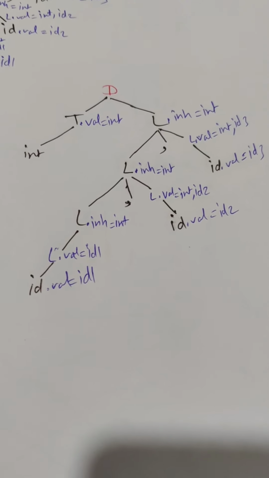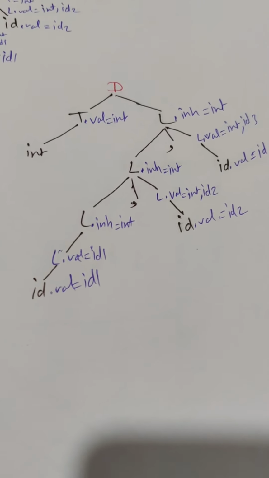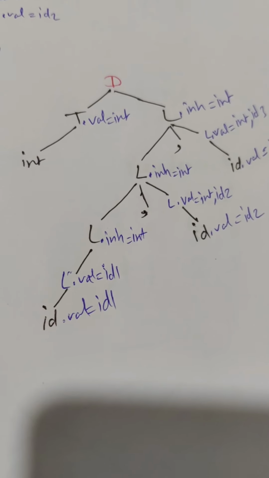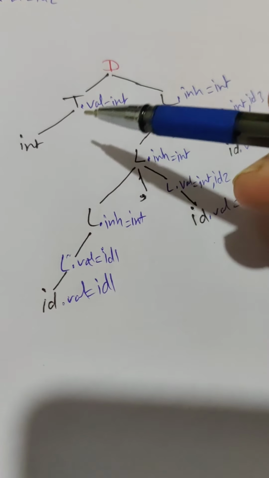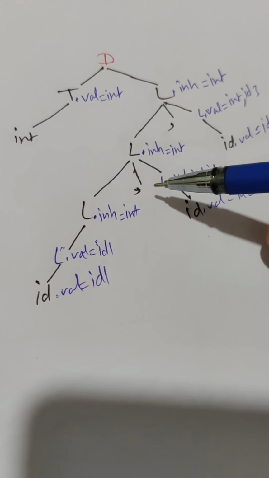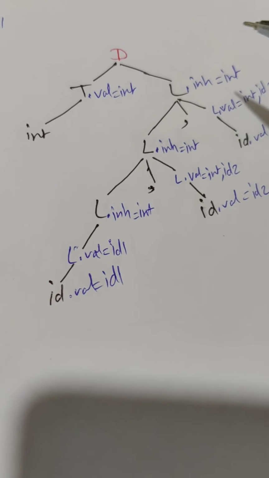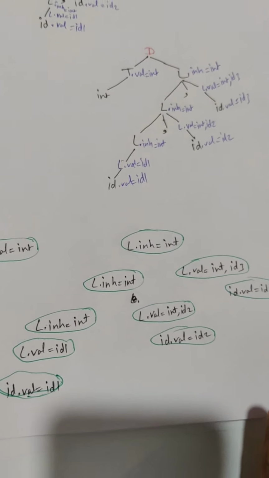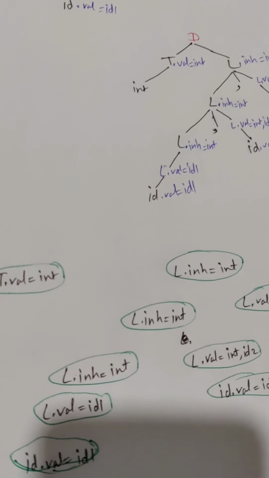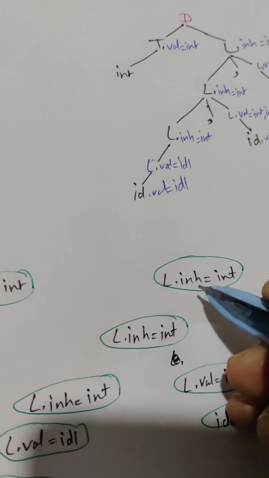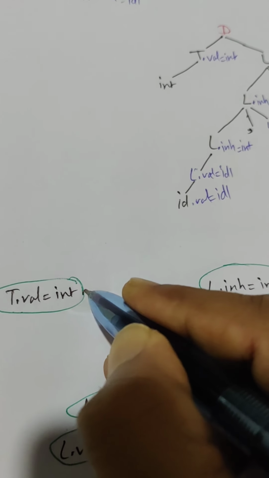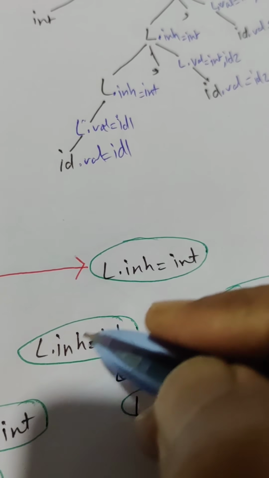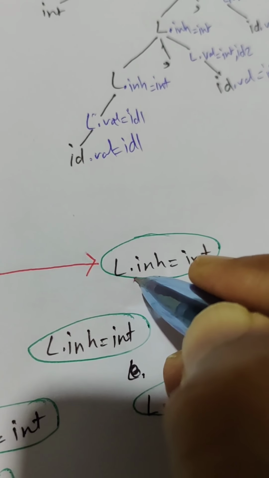Now using this we will consider the dependency graph showing dependencies of attribute values. In a dependency graph we take only those nodes which have attribute values. So nodes like D, int, and comma, which have no attribute values, we will not take in the dependency graph. Now we'll show dependencies. This L dot inh value int was transferred from its sibling, so this has a dependency here. Then this L1 dot inh got the value from L dot inh, so this int was transferred here.